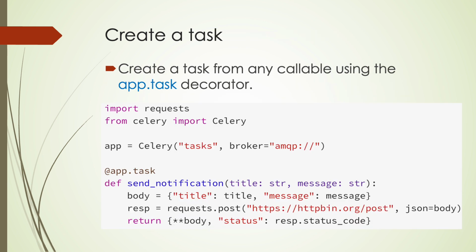Tasks are the fundamental components of Celery applications. A task is essentially a class that can be created from any callable. It serves a dual purpose, defining what occurs when the task is invoked, sending a message, and specifying the behavior when a worker processes that message. We can easily create a task from any callable by using the app.task decorator. In this example, we will create a task to send a notification to a remote server.